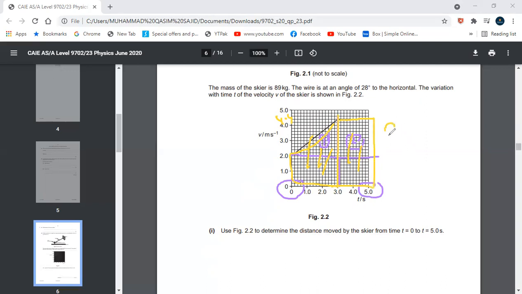So for the total distance s, this is basically a trapezoidal shape, so it is half into the sum of the parallel sides. Here is the formula of a trapezoid: half into the sum of the parallel sides. These are the two parallel sides. I just have to change the color. This is the first side, and this is the second parallel side.